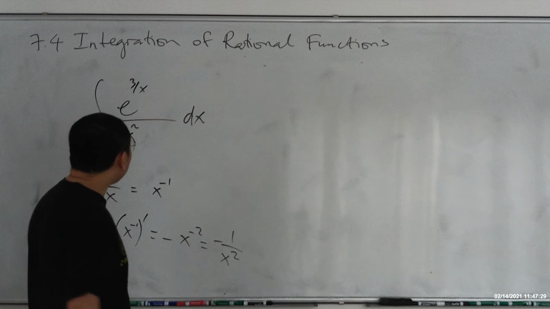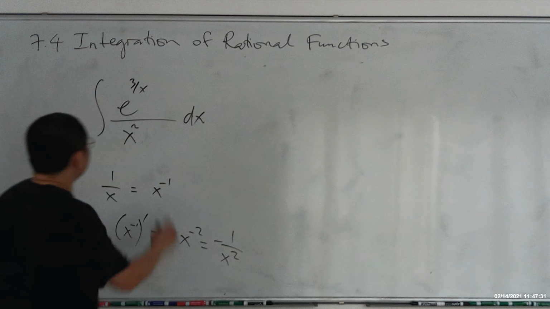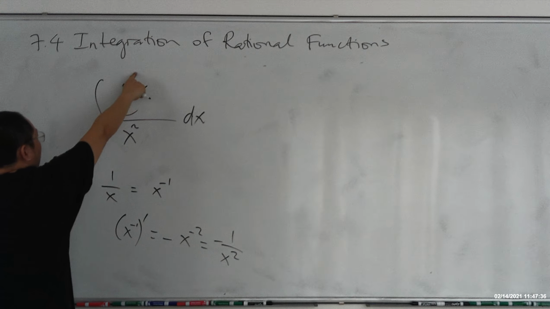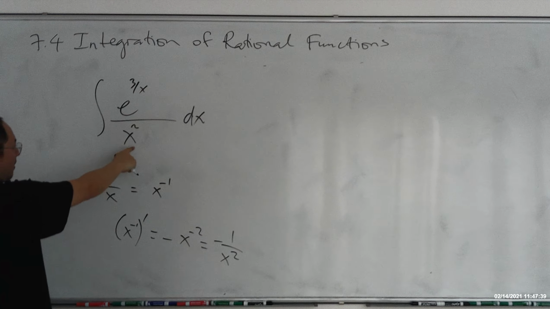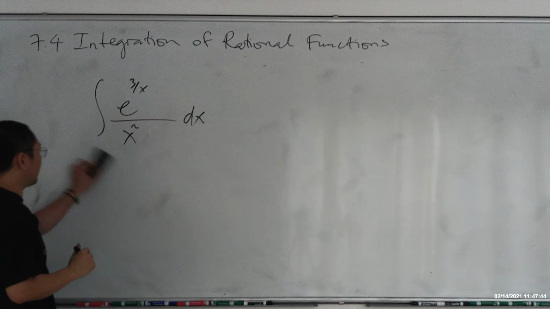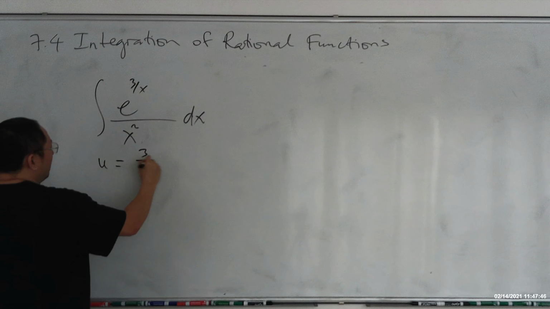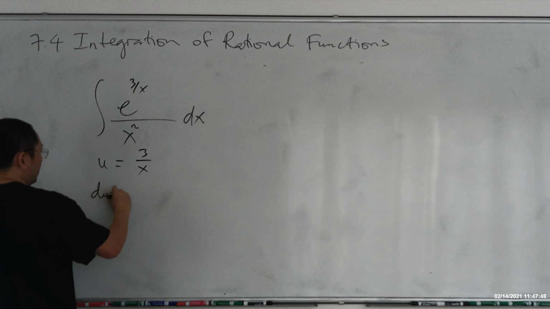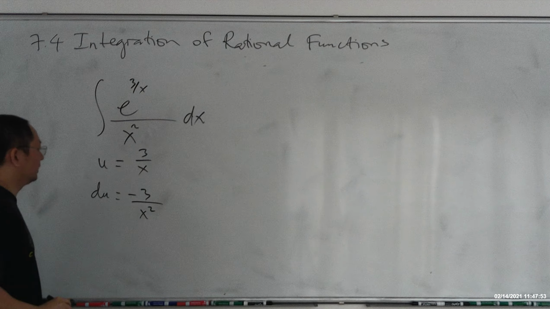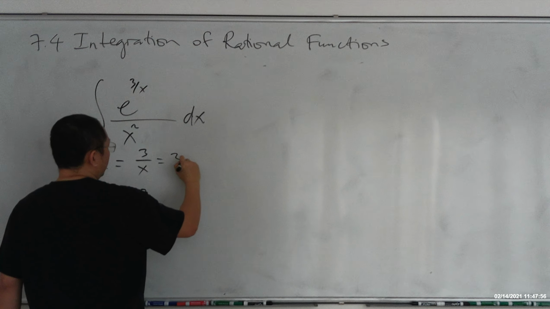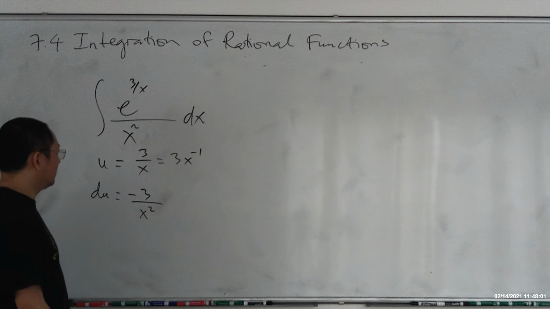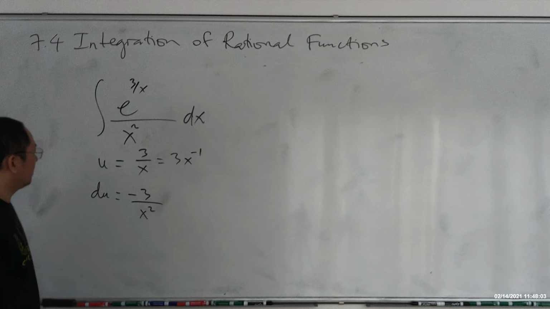So, with that in mind, I look at the entire function, and I recognize I have something over x in here, and I have something over x squared at the bottom, and that gives me a hint of doing the sub to simplify the problem. If I let u equal 3 over x, then du is negative 3 over x squared. This is 3 times x to the negative 1, right? Derivative, negative 1, bring it down, so negative 3, x to the negative 2, which is 3 over x squared dx.